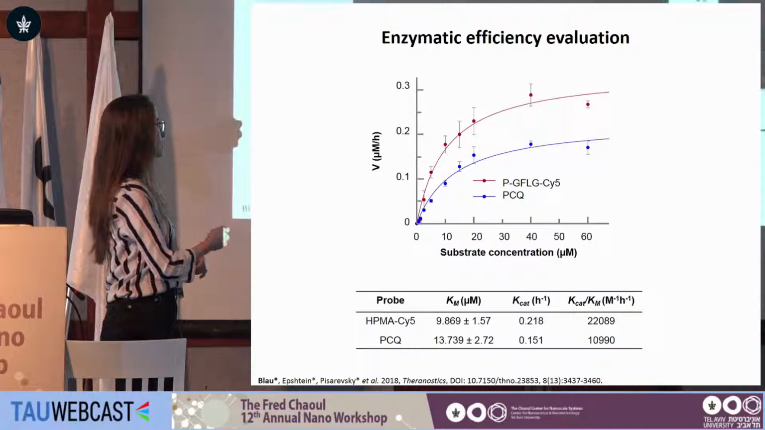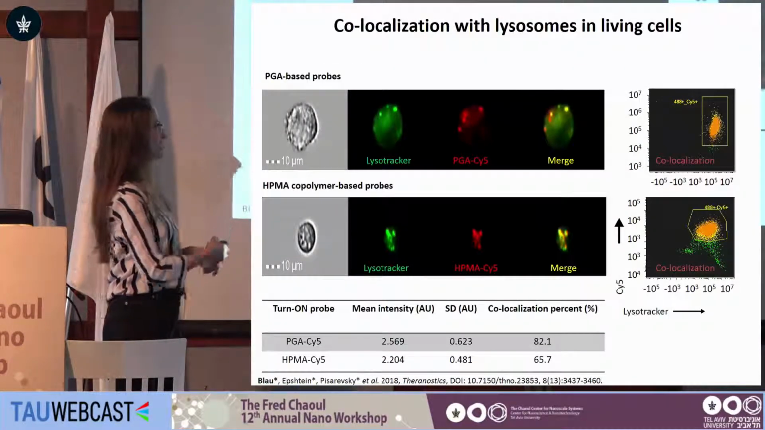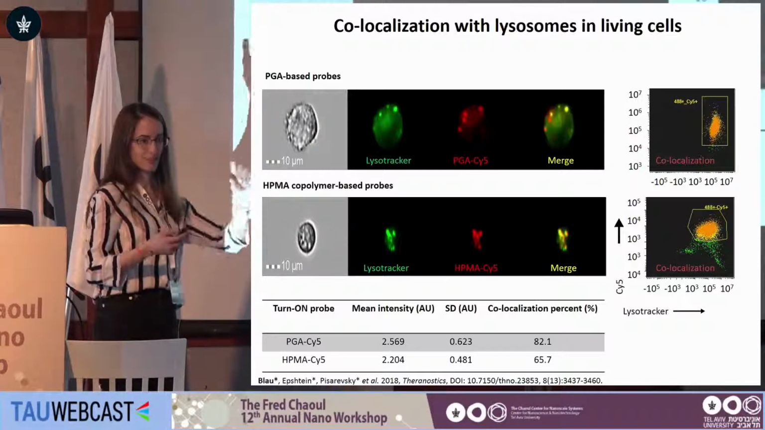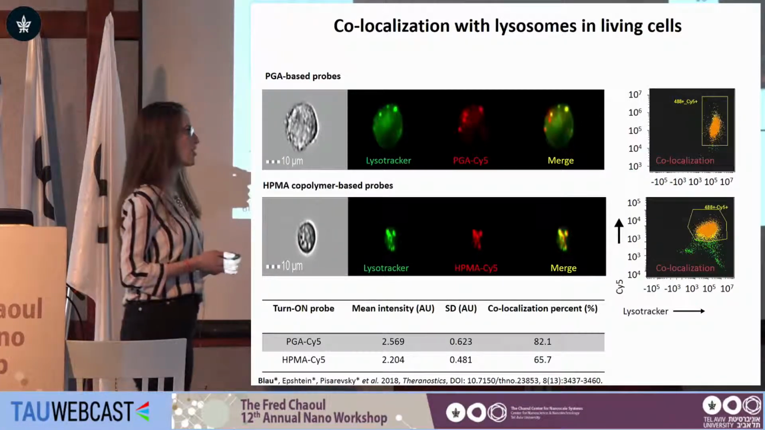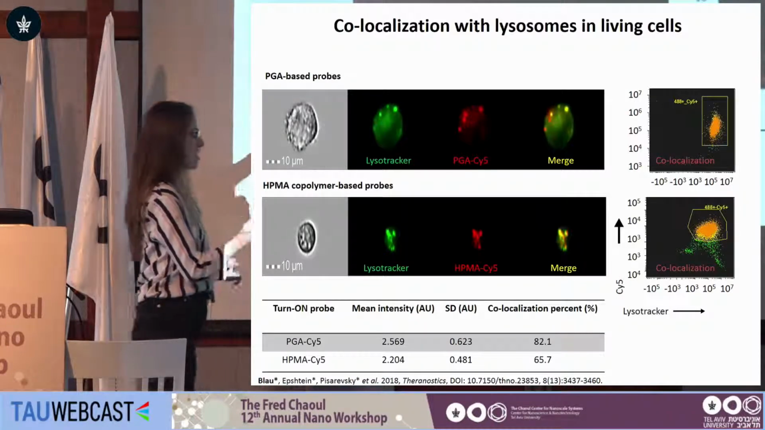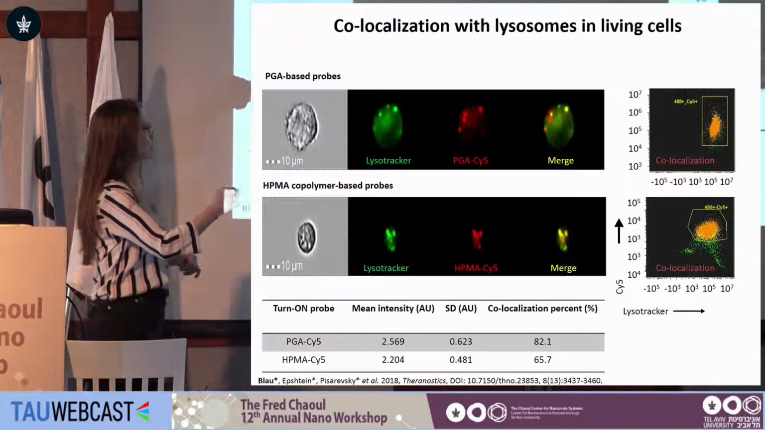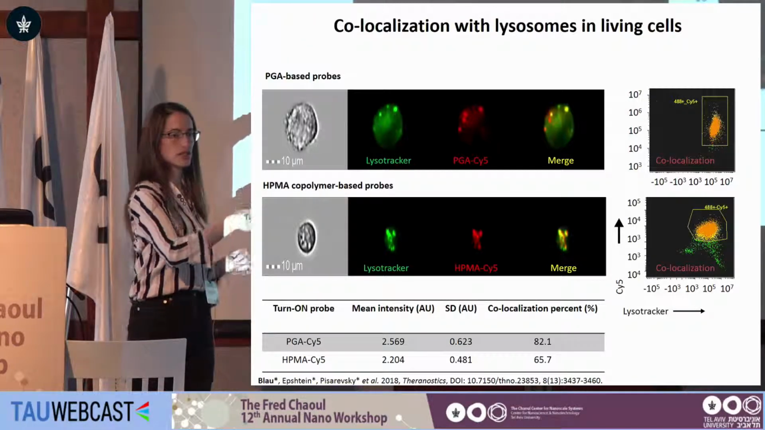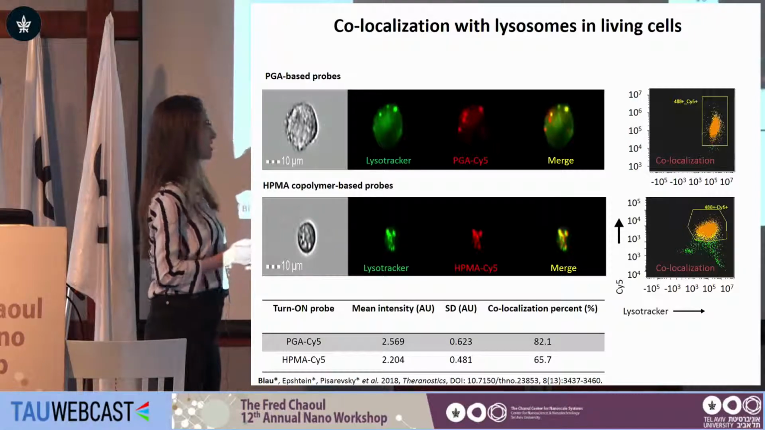And lastly, after the characterization by HPLC from the tube, we moved forward to living cells. We saw the co-localization of our probes marked here in red with the lysosomes marked here in green, which are the main compartment of the cells that overexpress cysteine cathepsins.